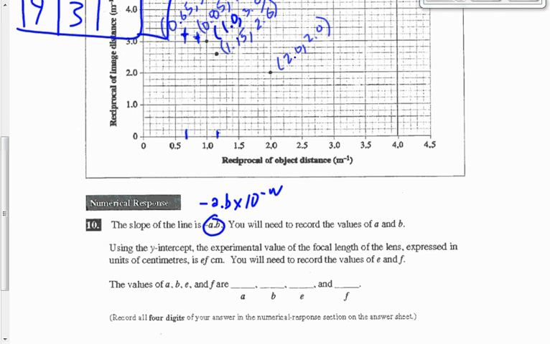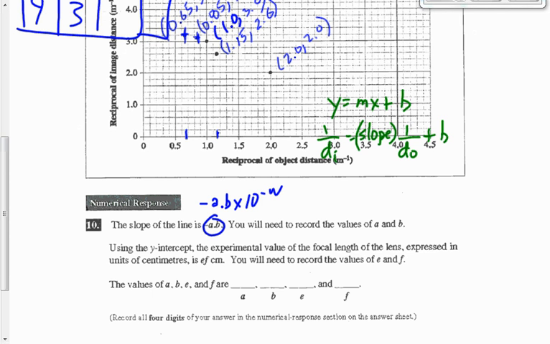Now, this is the tougher part of it. It says, using the y-intercept, the experimental value of the focal length of the lens is what? We did this exact thing with an activity that we did earlier this year, but let's go through that process again. This is a straight line graph. y is equal to mx plus b. The y-axis is the reciprocal of the image distance, in other words, 1 over di. It's equal to the slope times the x-axis, which is the reciprocal of the object distance, 1 over do, plus the y-intercept.